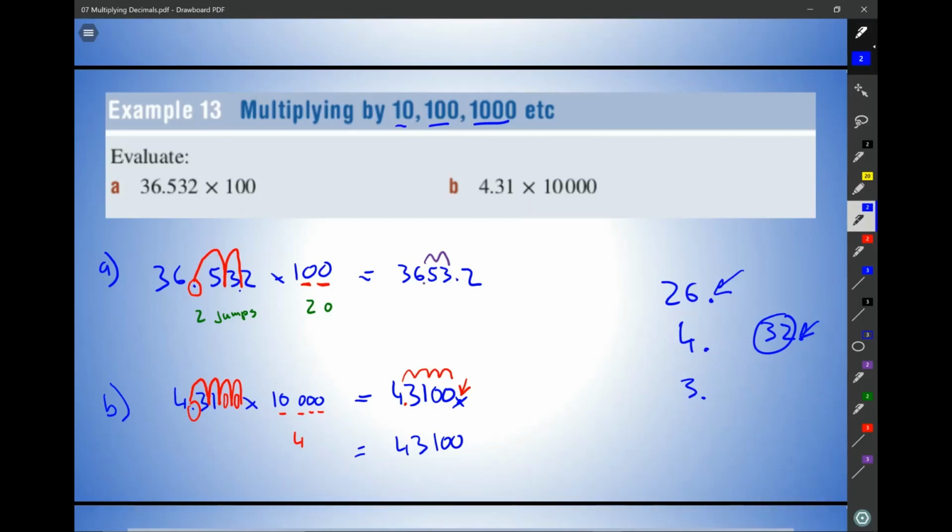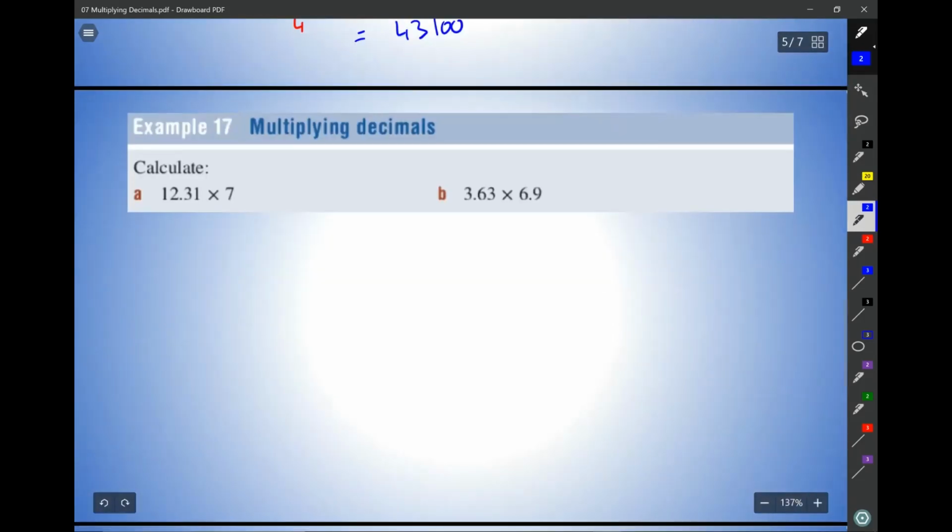Okay, that's multiplying by tens, hundreds, etc. What about multiplying by just regular numbers? I'm going to show you how to do that now. We remove the decimal point from our number. So 12.31 becomes just 1,231. And then we do our multiplication.